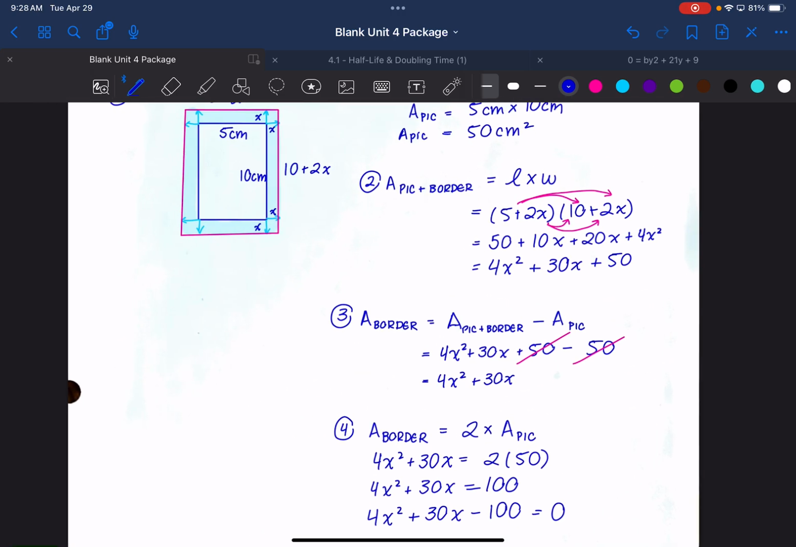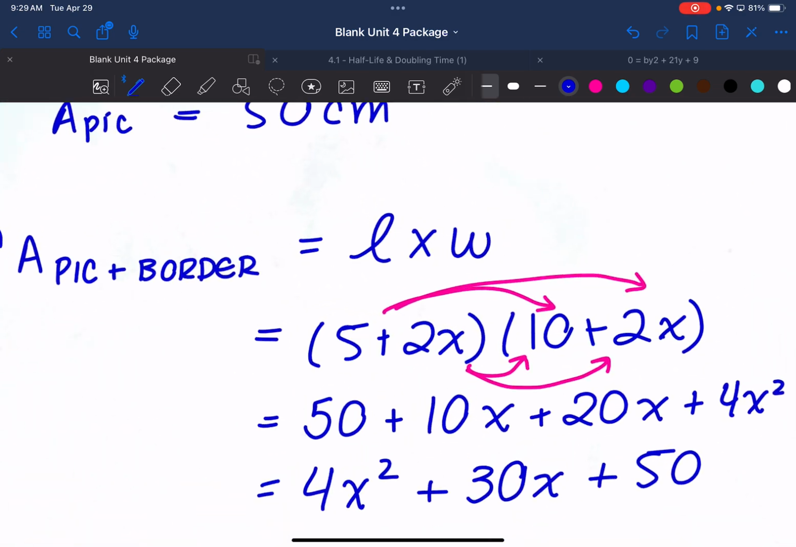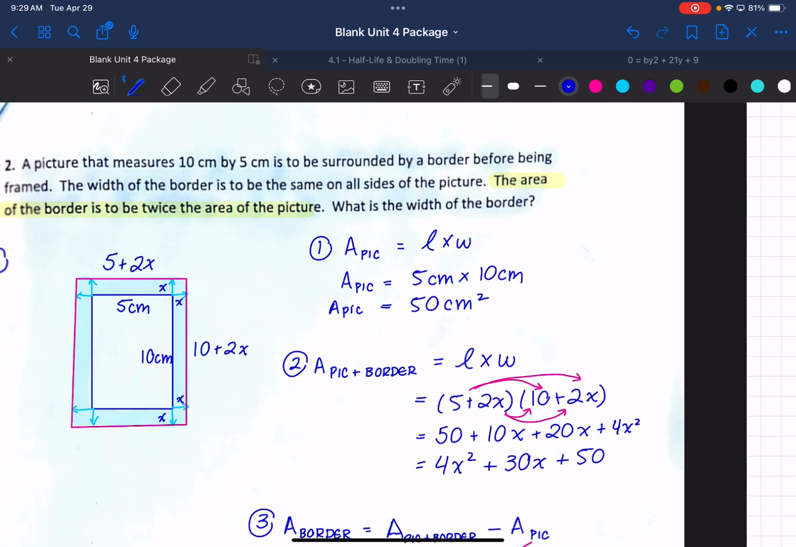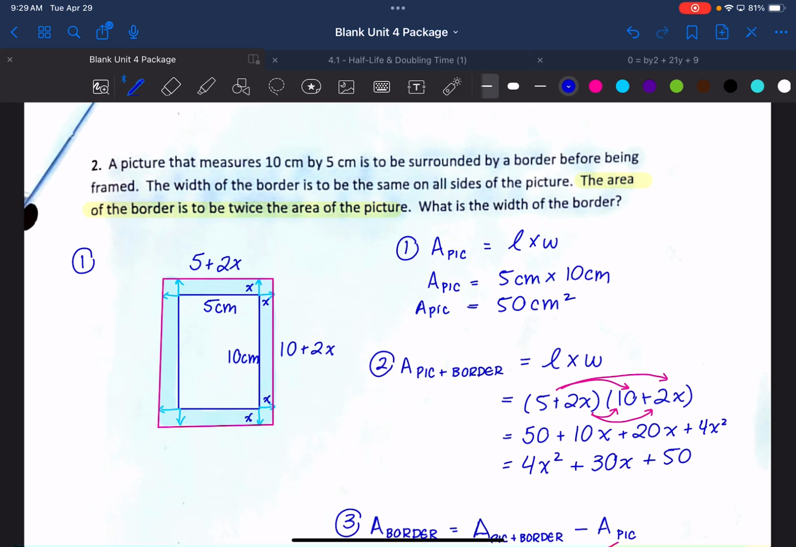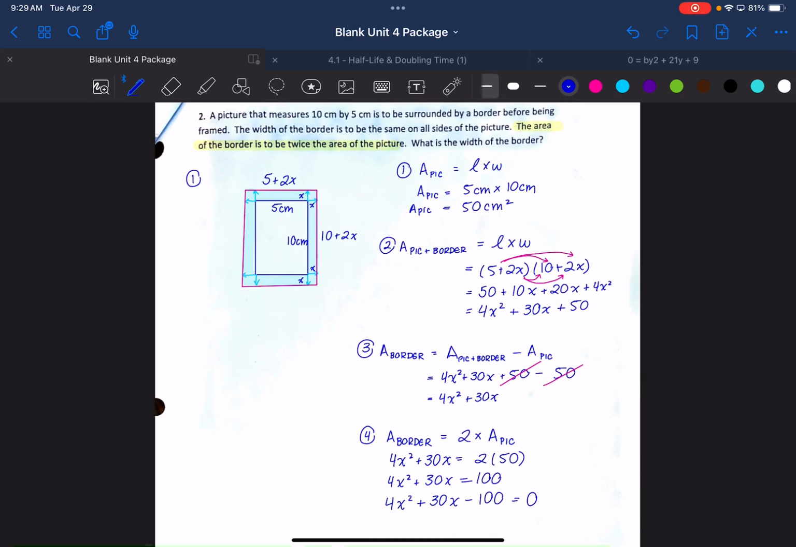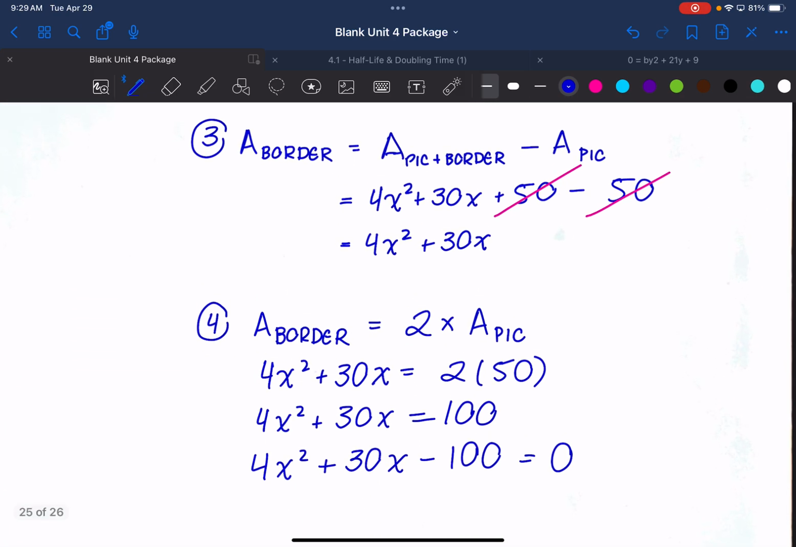But in this case, I still need the area of the border, right? This is the area of the picture with the border, your big rectangle, but you can't include the area of the picture in that expression because this is including the whole thing, this entire thing. I just want the shaded area around the picture. So that's why we have to do each of these steps. I can't just jump and set this equal to 100, because then that's not going to equal this expression here. You will not get the same thing, right?